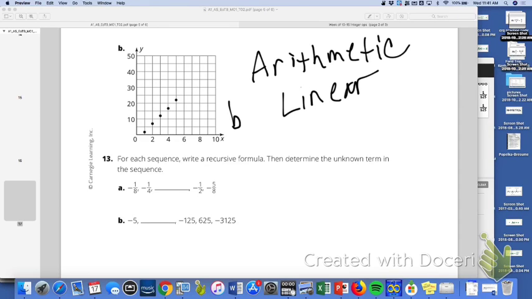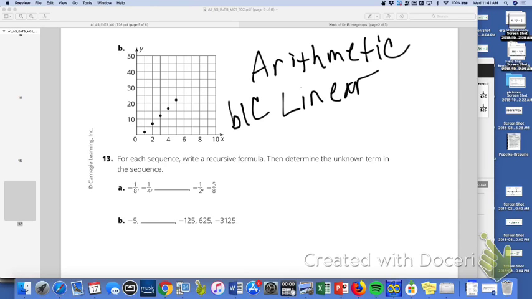Or linear. All you're going to be required to do is look at the shape and tell me one way or the other, just like those. Which one is it? Okay, for the last few, number 13, I believe, is the last one on this particular study guide. It says write a recursive formula.